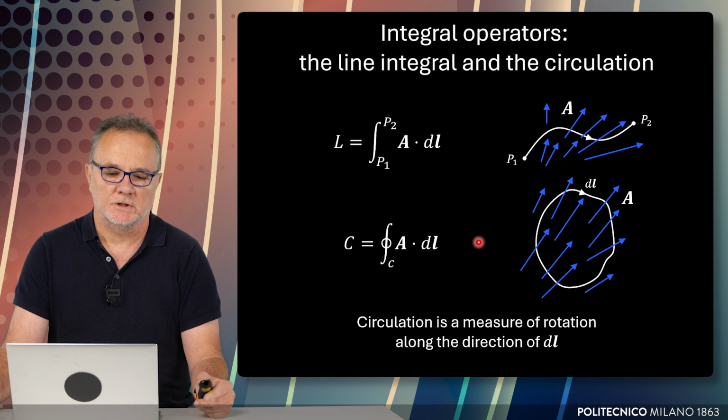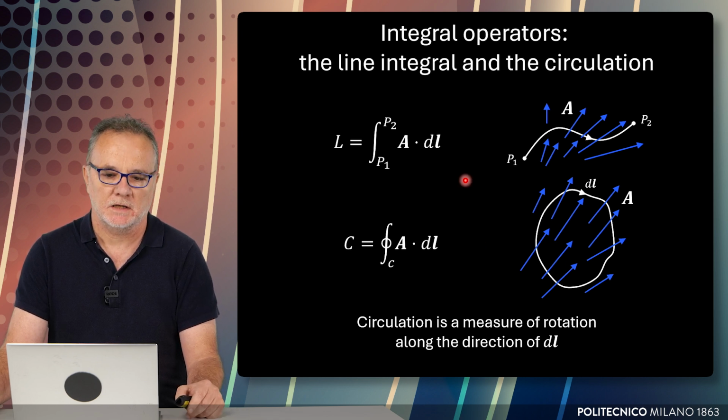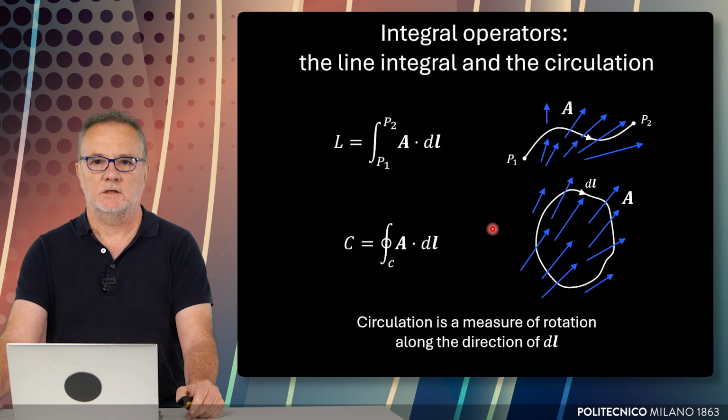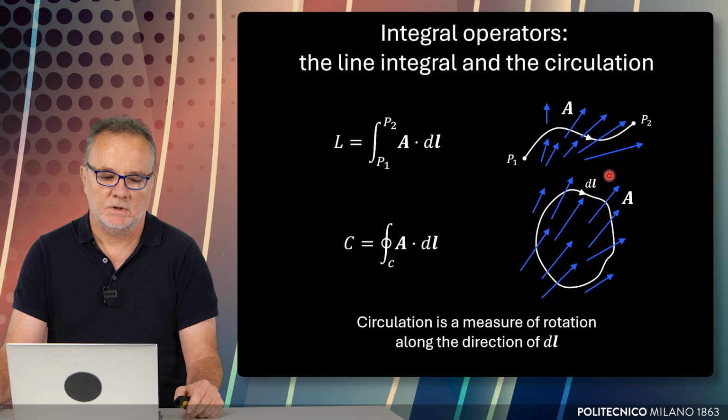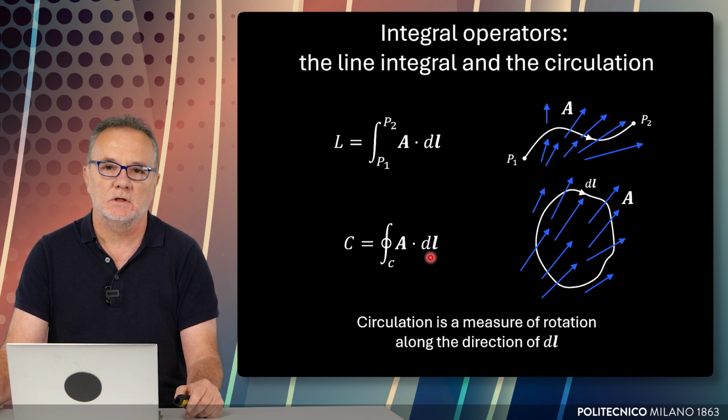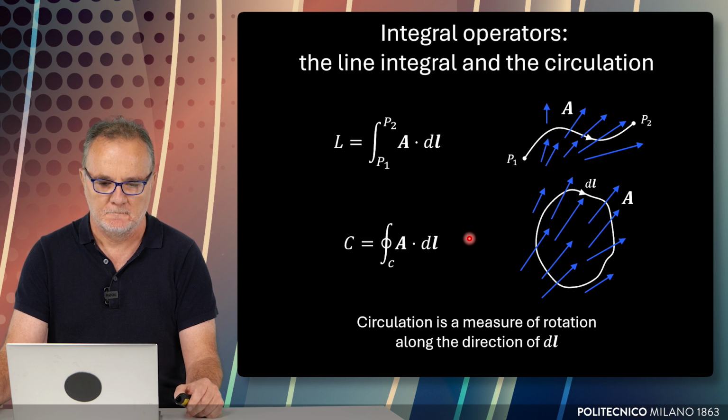Another important operator of integral type is the line integral or circulation. So we can define in space a line from P1 to P2, oriented, and we can compute the dot product between A and the differential on this line, integrating from P1 to P2. This is a scalar, therefore, and if it is closed, again we indicate this integral with a circle on the integral sign, and we call the result circulation. So what is the circulation actually? It's a measure of the rotation of our vector field around the line in the direction of the line itself.